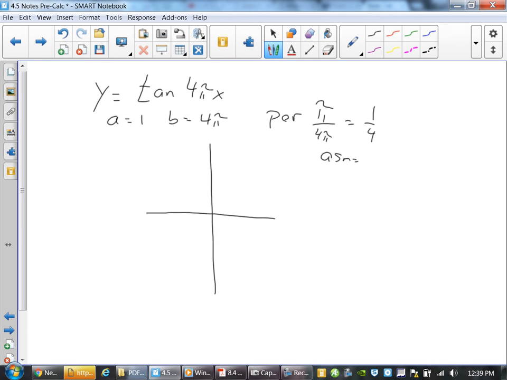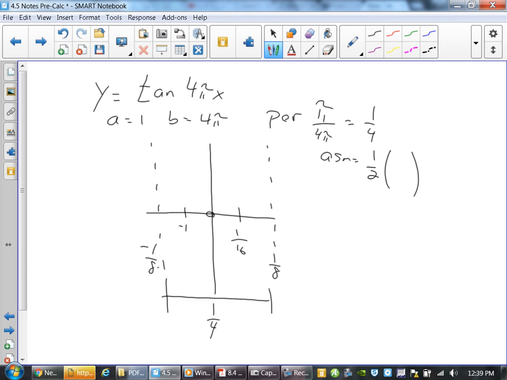Your asymptotes are placed at half of whatever your period is, because if your period is from here to here, it's going to be 1/4. This side would have to be at 1/8, and this one would have to be at negative 1/8. And halfway between here and here would be 1/16, negative 1/16. And then your A value is 1, so it's just going to be at 1 and negative 1. And that gives you your three ordered pairs that you have to worry about.